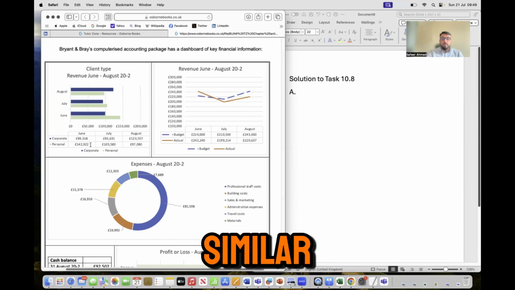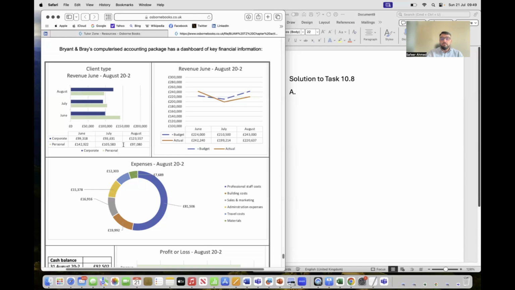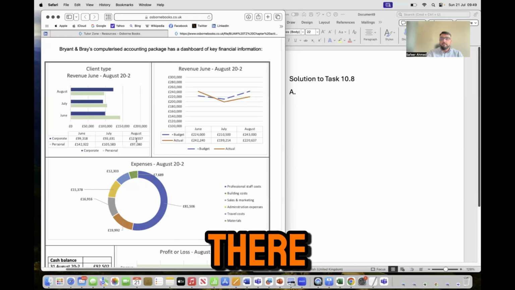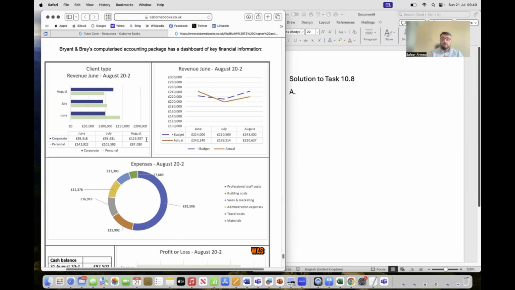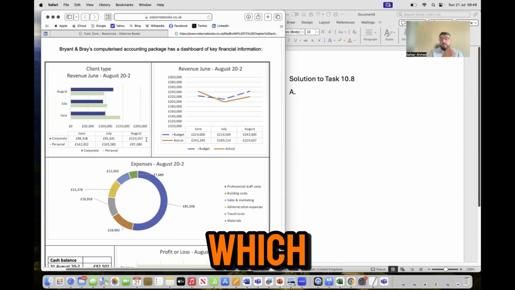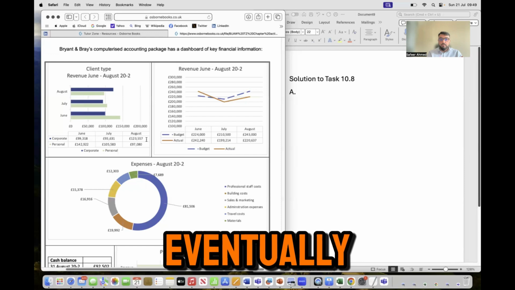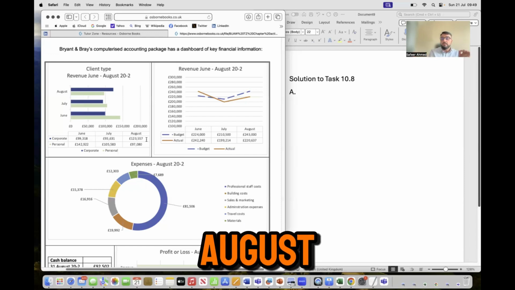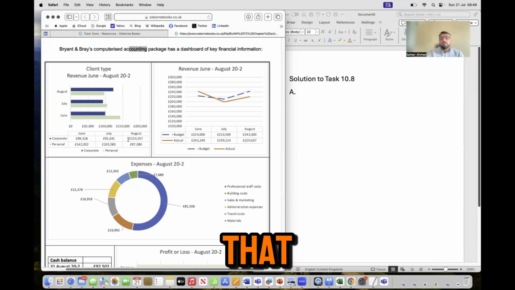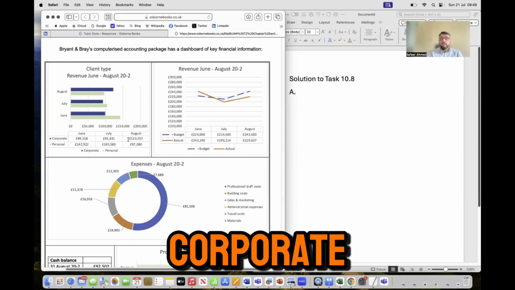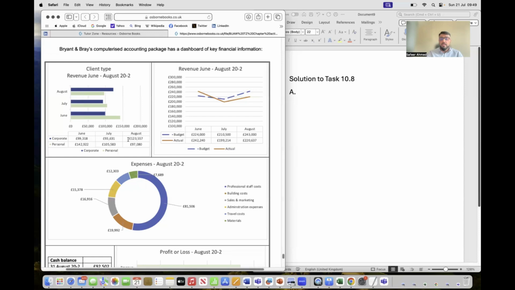If you look at July, there is a similar sort of trend. But in August, now there is 123,557 from the corporate clients. So this could be the effect of the marketing campaign which happened in the month of July eventually. So the impact of that you can see in August. And it could also be the recruitment of an additional corporate tax specialist individual as well. So it could be due to that reason.